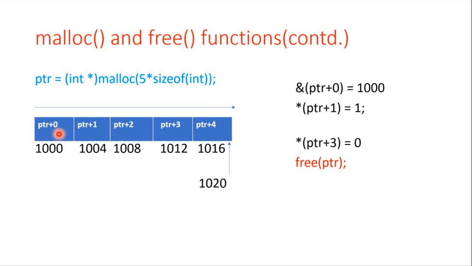Okay, here you can see ptr plus 0, 1, 2, 3, 4, 5, and here at the starting the address is 1000, and in the second block it is 1004, in the third block it is 1008, fourth block 1012, and fifth block 1016, and at the last the address is 1020.